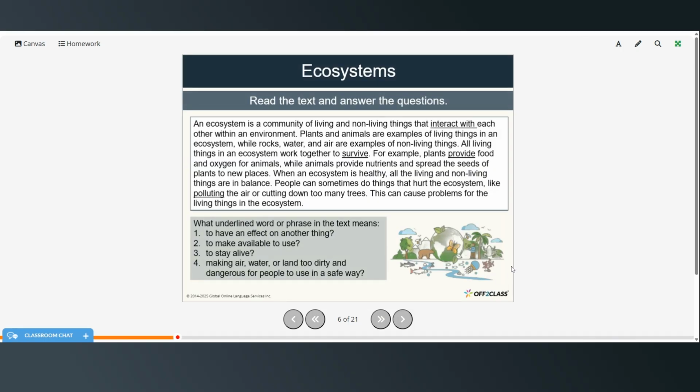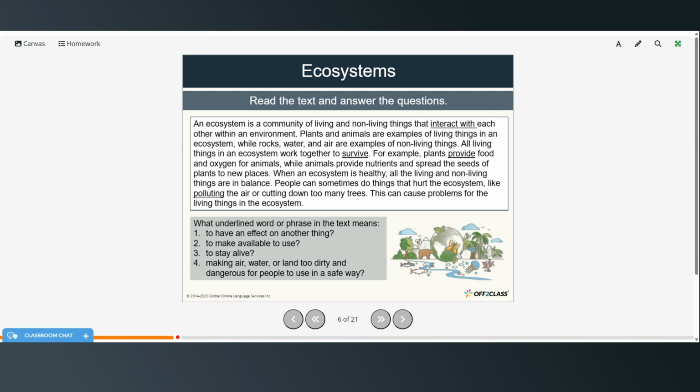All right, now you can pause the video and read the text or follow along as I read, and then we'll answer the questions. An ecosystem is a community of living and non-living things that interact with each other within an environment. Plants and animals are examples of living things in an ecosystem, while rocks, water, and air are examples of non-living things. All living things in an ecosystem work together to survive. For example, plants provide food and oxygen for animals, while animals provide nutrients and spread the seeds of plants to new places. When an ecosystem is healthy, all the living and non-living things are in balance.